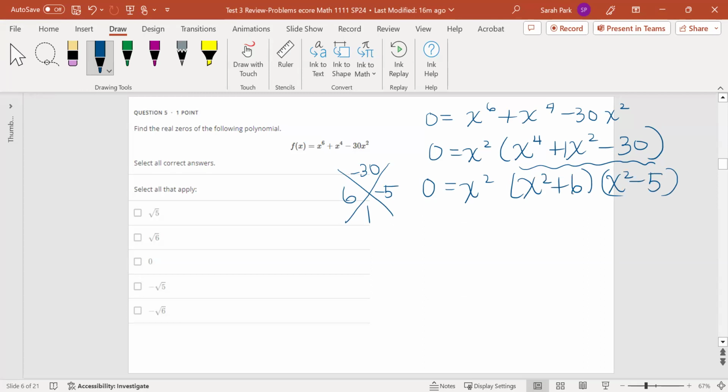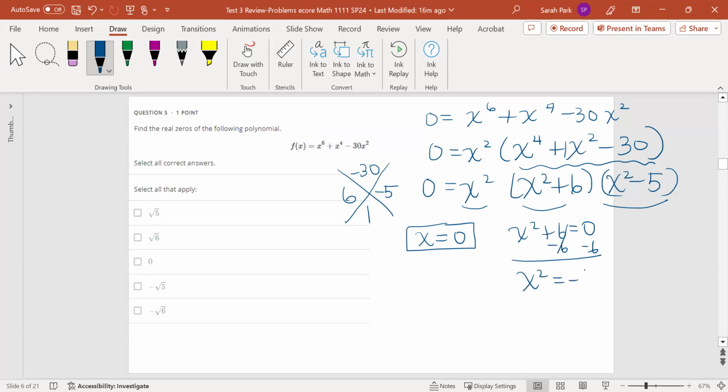After everything's factored, we set each factor equal to 0. So we have x squared equals 0, so we have x is equal to 0. There's our first 0 or x-intercept. We set x squared plus 6 equal to 0. And to solve for this, we subtract 6 on both sides.